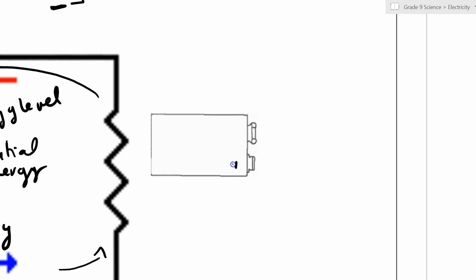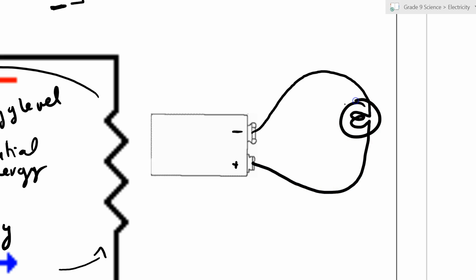So for example, if I have a 9-volt battery here, I have my positive terminal and my negative terminal. And what I'm going to do is electrons are going to flow out. They're going to do some work. Here's a light bulb. They're going to flow back in.